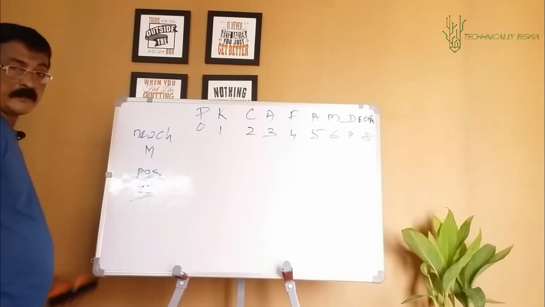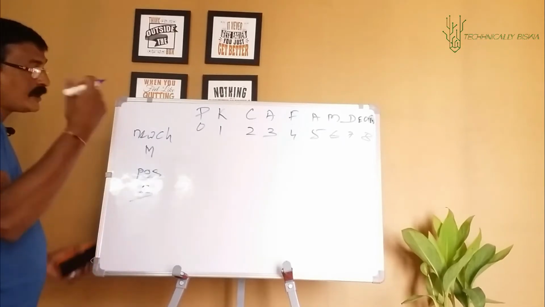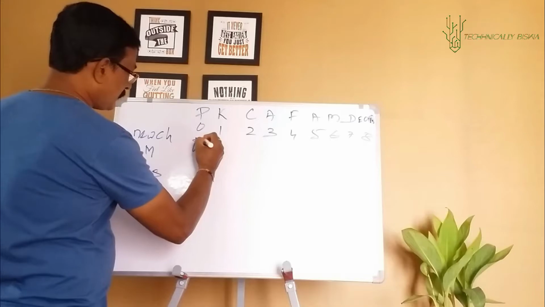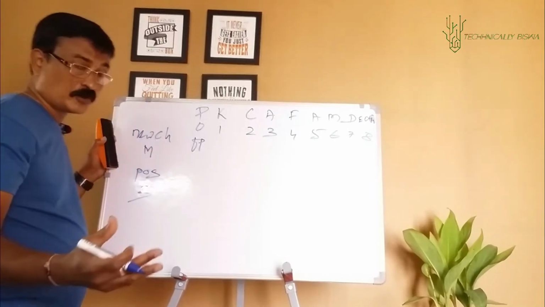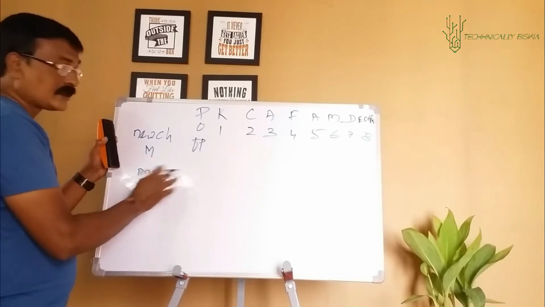Clear? Alright. Now when I open the file, the pointer fp is here at position 0, because I have opened the file in read mode. Understand that? The fseek statement.